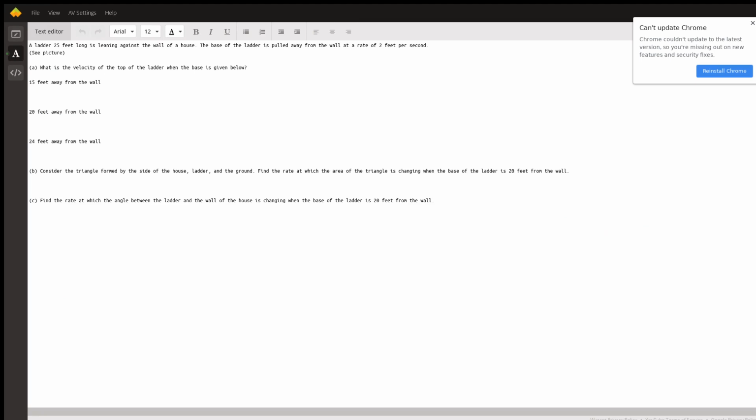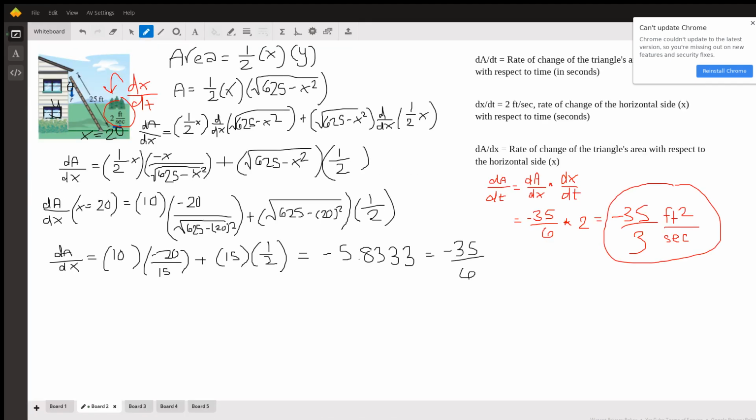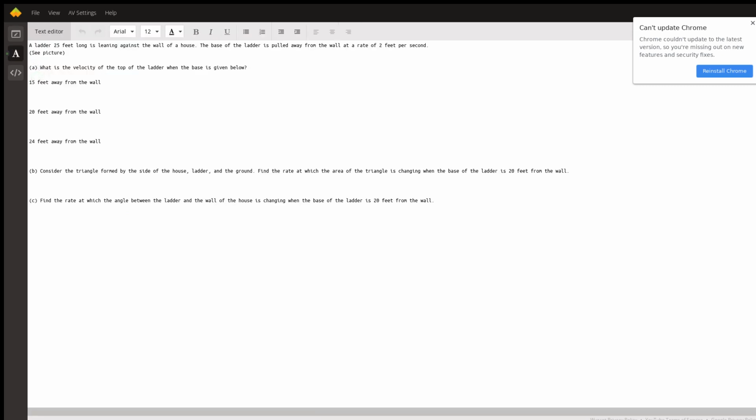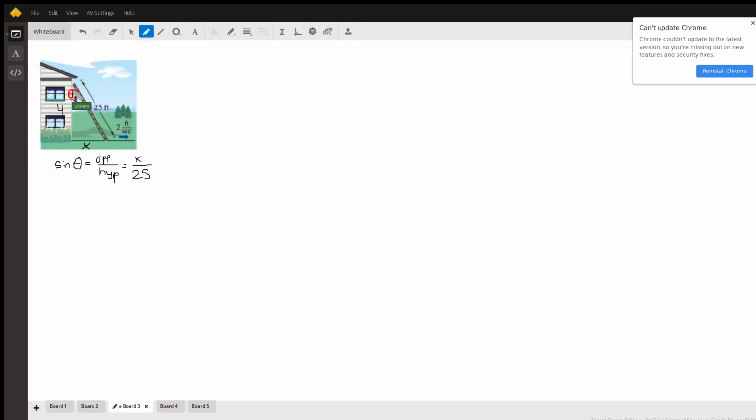Find the rate at which the angle between the ladder and the wall of the house is changing when the base of the ladder is 20 feet from the wall. Okay, so here's my setup right here. So this right here is the angle theta. I'm just gonna draw it in red. The angle theta between the ladder and the wall of the house. And X, the base here is 20 feet. So let me just mark that here real quick.